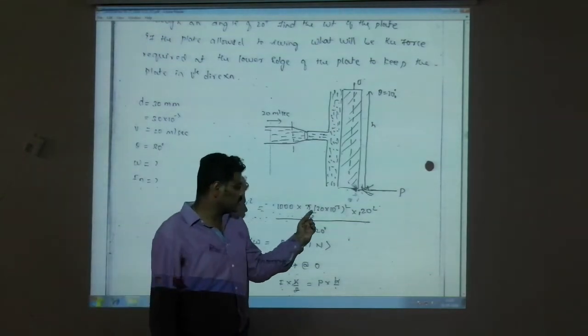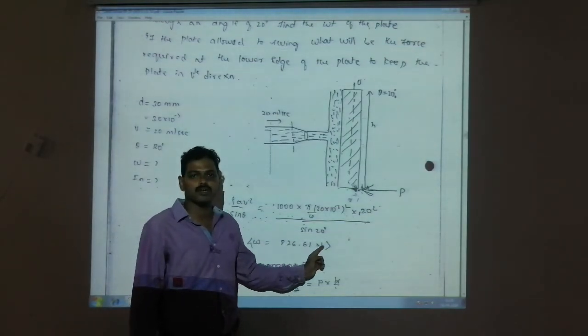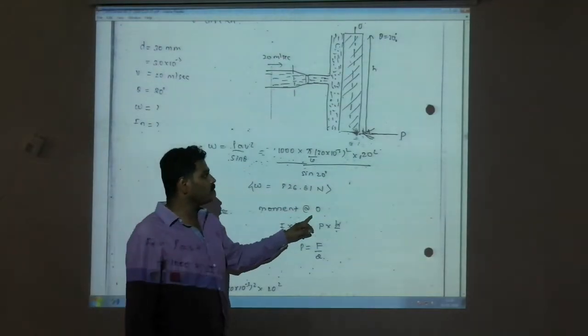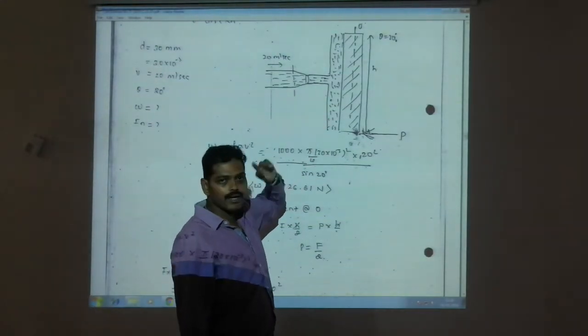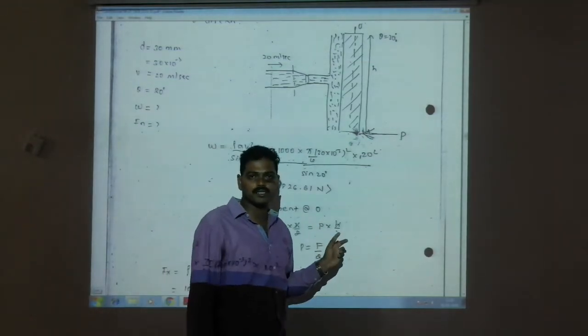Then just do the substitution. You will get W as 826.61 Newton. So we got W. Next, moment at point O. When we need the moment about O, what do we need? So we should know the force into the perpendicular distance.